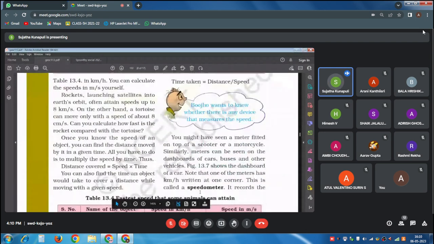So the same thing he is also telling. See, rockets launching satellites into Earth's orbit often attain speeds up to 8 kilometers per second. On the other hand, a tortoise can move only with a speed of 8 centimeters per second. Can you calculate how fast a rocket is compared with a tortoise?